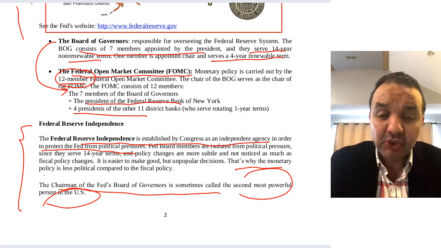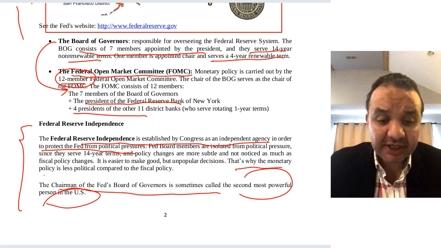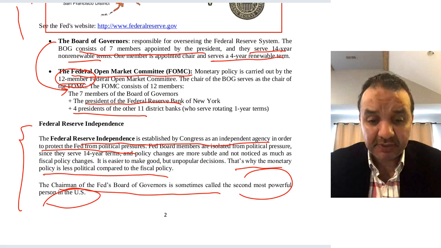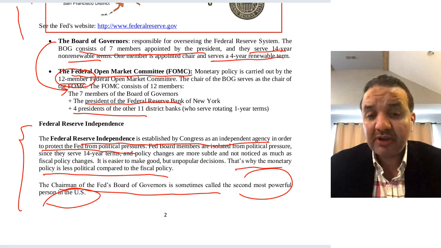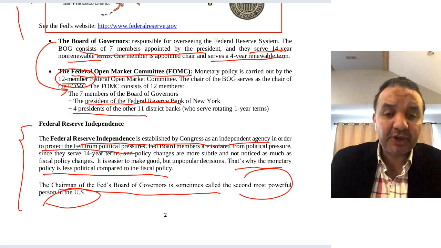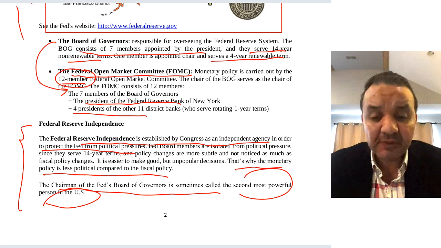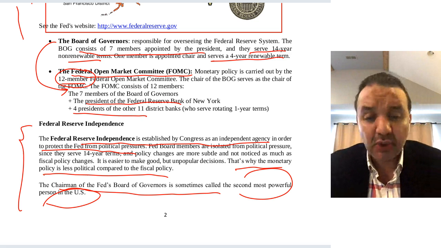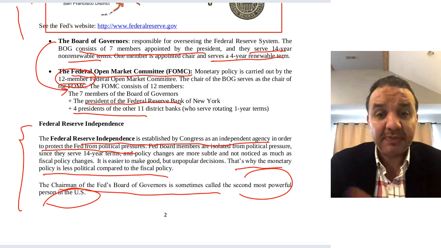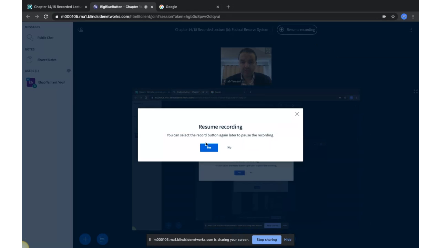That's why monetary policy, which I'm going to explain in the next video, is less political compared to fiscal policy. Because when I talked about fiscal policy, I said one party may support a tax cut, another party may support more government spending. This is not the case at all in monetary policy. That's why we say monetary policy is less political compared to fiscal policy.